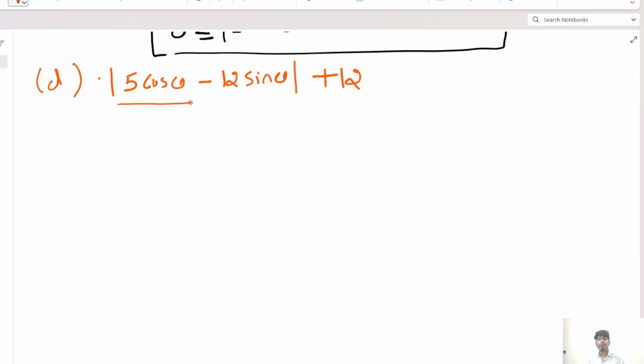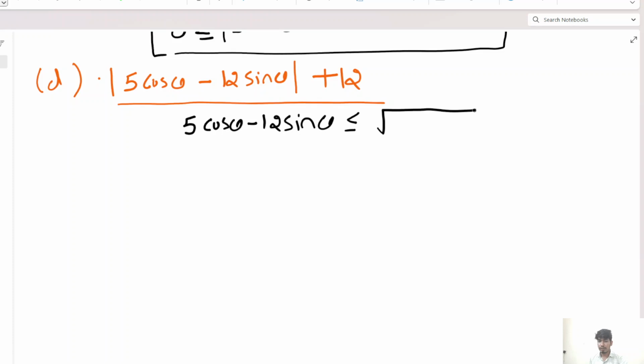We have to find the maximum and minimum value of this function: 5 cos theta minus 12 sin theta. Here we apply a sin theta plus b cos theta is less than or equal to under the root of a square plus b square, and greater than or equal to minus under the root of a square plus b square. Okay, apply this. Then here a is equal to 5 and b is equal to 12.